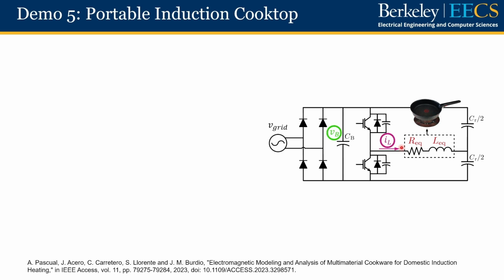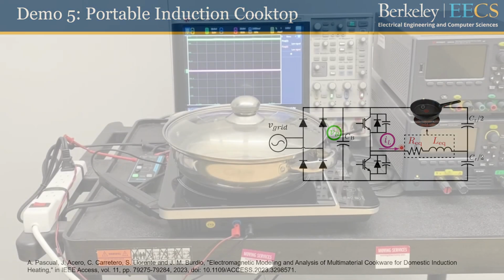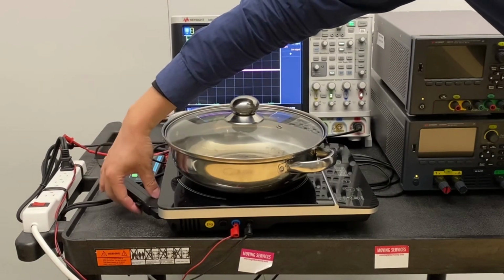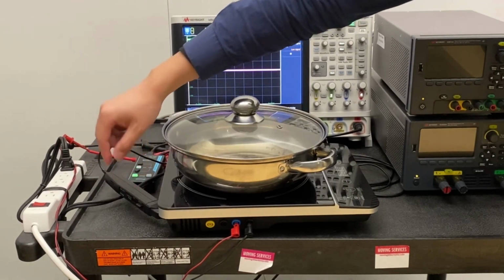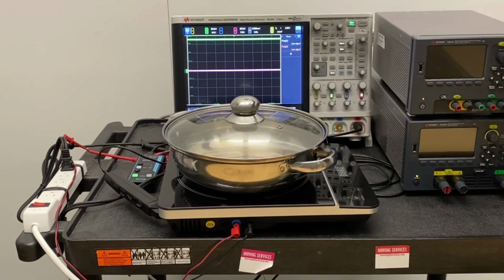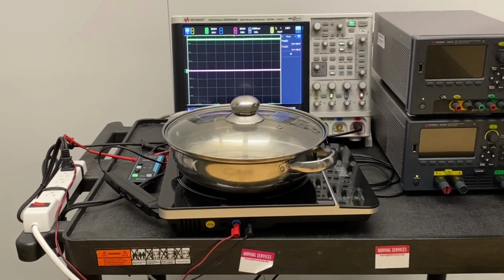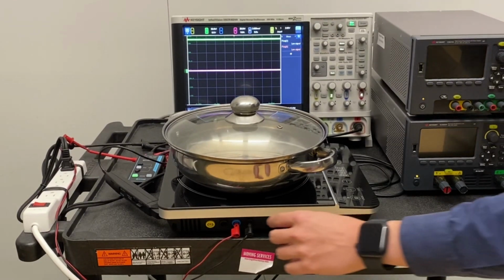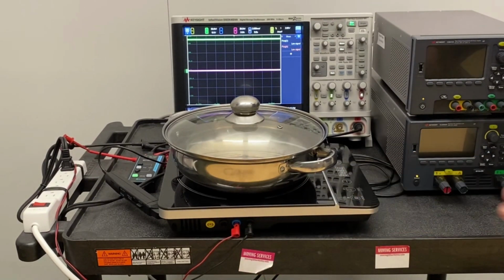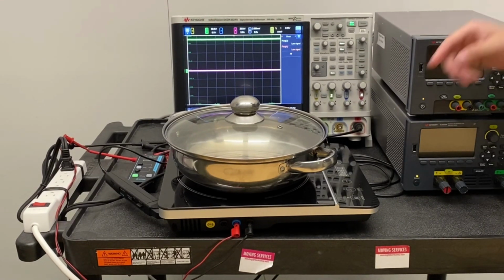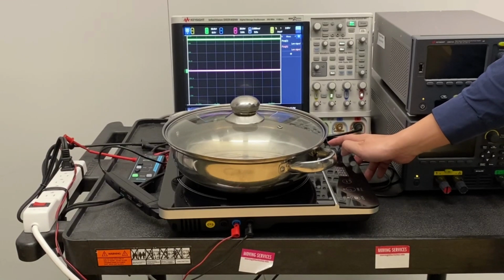Now let's take a look at the experimental setup. So here is our experimental setup. We're using a current probe to measure the current flowing through the induction coil, which is shown in the purple waveform here on the scope, and also a differential probe to measure the voltage across the bus capacitor, which is shown as the green waveform here. Now, let me turn on the induction cooker.